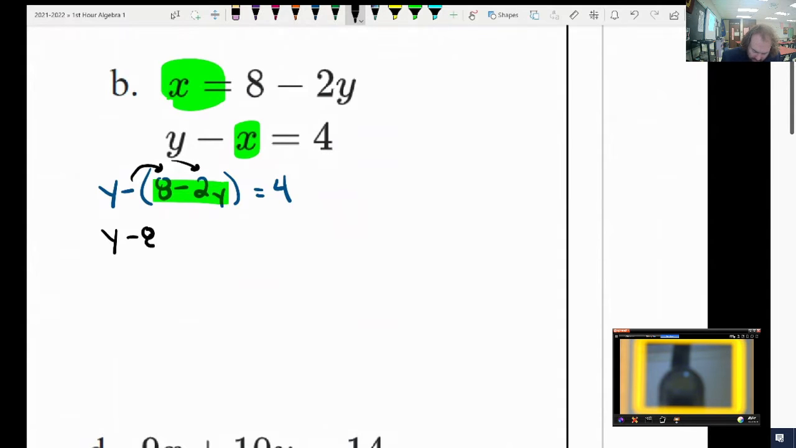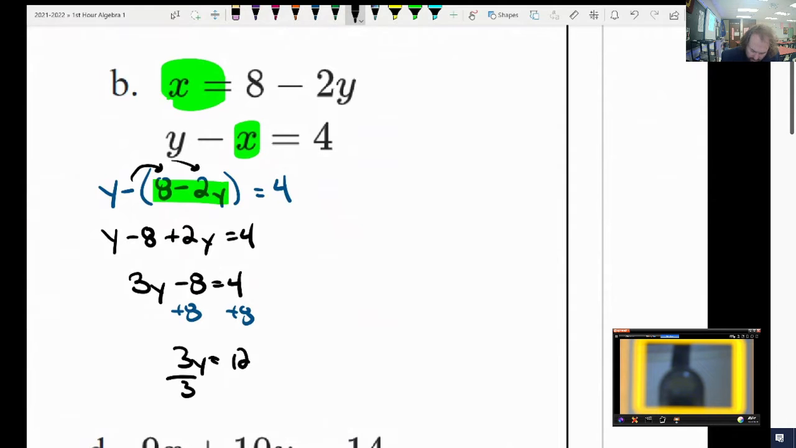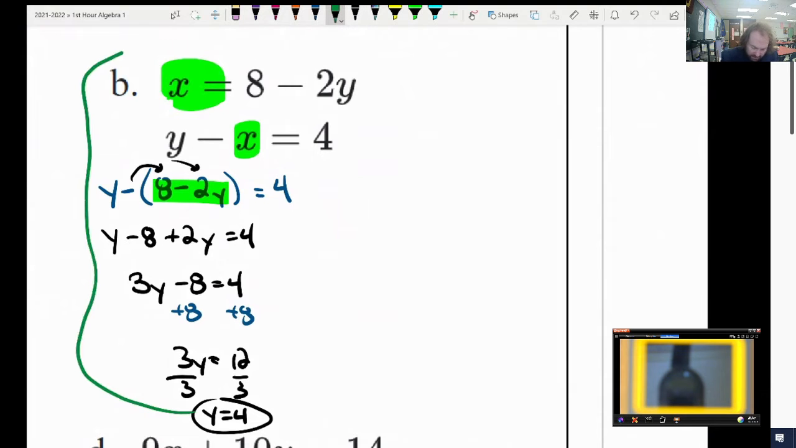Y minus 8 plus 2y equals 4, which means 3y minus 8 equals 4. When you add 8 to both sides, you're going to get 3y equals 12, and finally you can divide by 3 and get y equals 4. With substitution problems, the hard work happens on the front end. The back end is really easy.